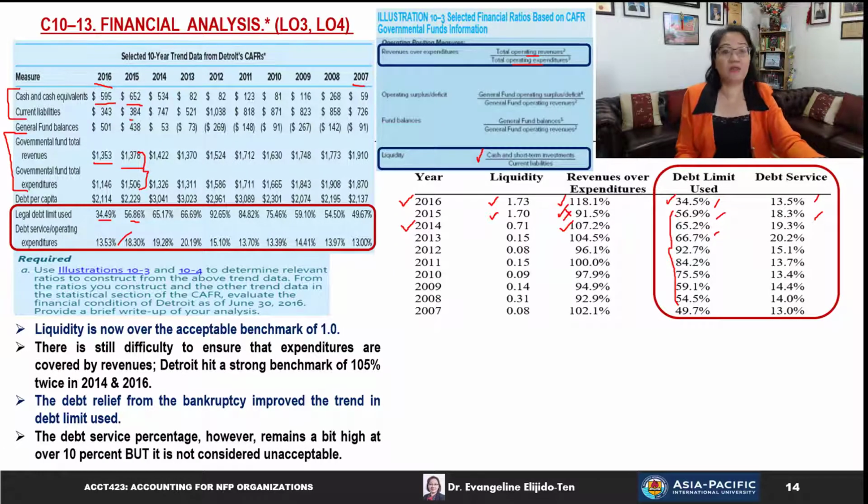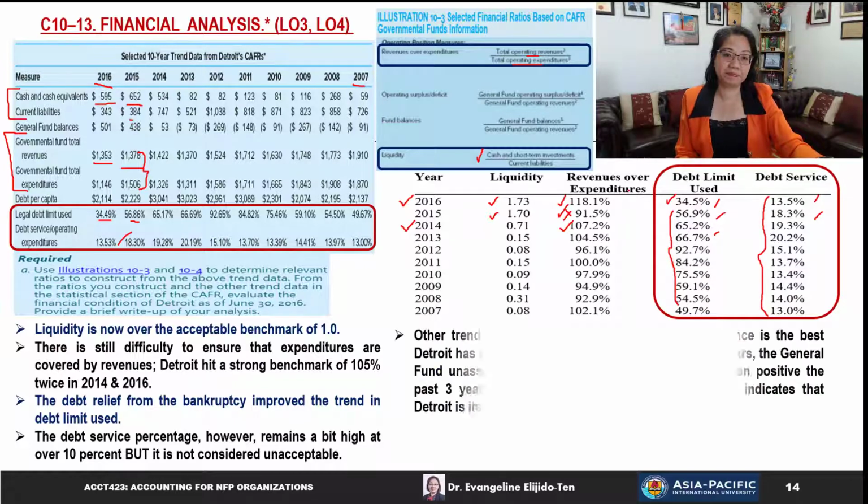What about the debt service percentage? Debt service percentage remains a bit high at over 10%. As you can see, it's actually none of the years that we are analyzing has got less than 10%. But it is not considered unacceptable in the sense that, well, it's really more than 20% that is such a big cause for concern.